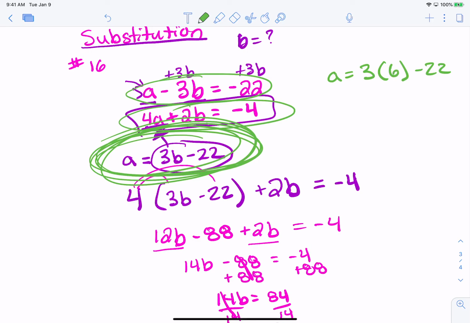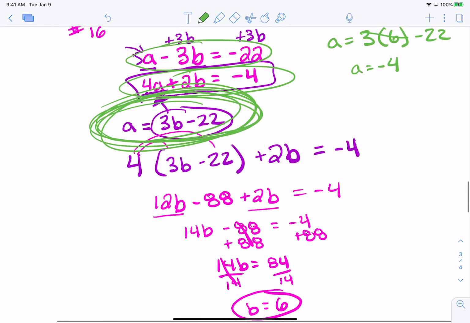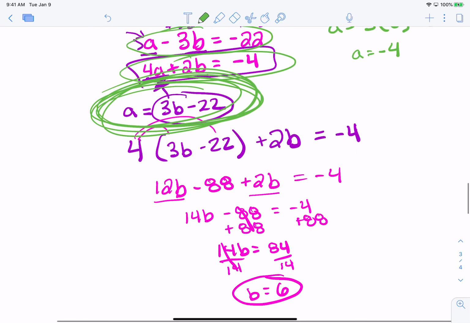Okay, does that make sense? Yeah? So 3 times 6 is 18. What's 18 minus 22? Negative 4. So if I write my answer A comma B, it will be the point negative 4 comma 6. That's how we'll write our answer.